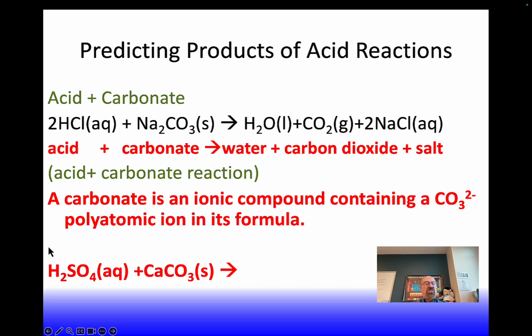If we were to try to predict this one, sulfuric acid with calcium carbonate, we could figure out it's got to make water. And what else has it got to make? It's got to make CO2 and a new salt. So if this is calcium, it's going to make calcium sulfate. Oh, look, calcium sulfate, water, and CO2. Okay? Now, that's it for the notes.